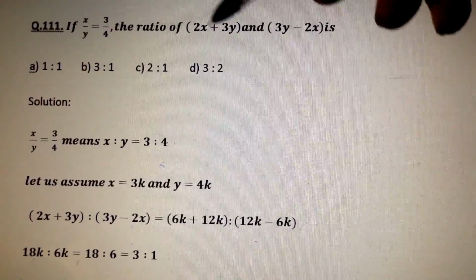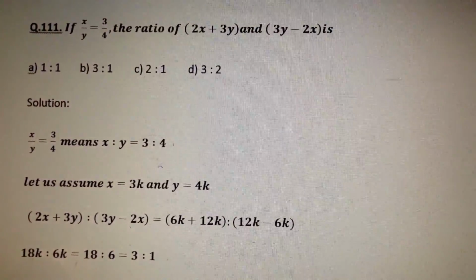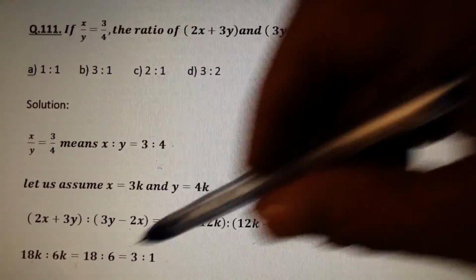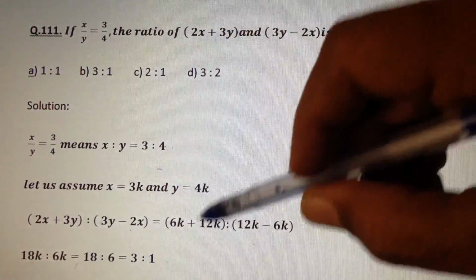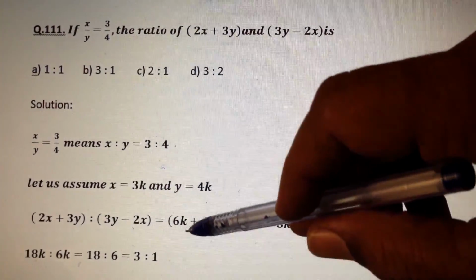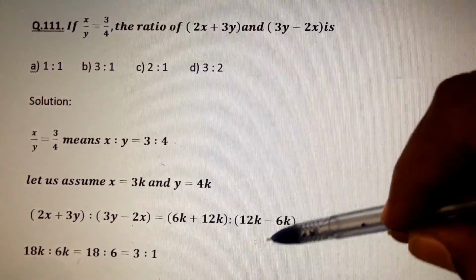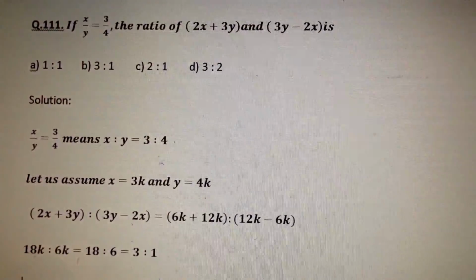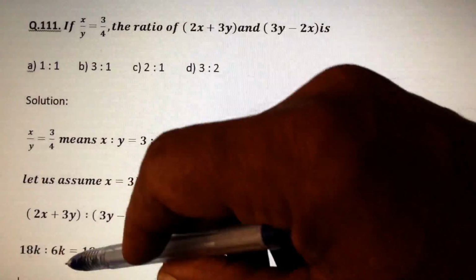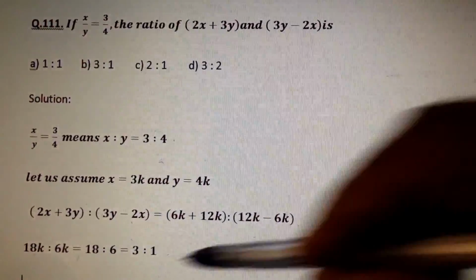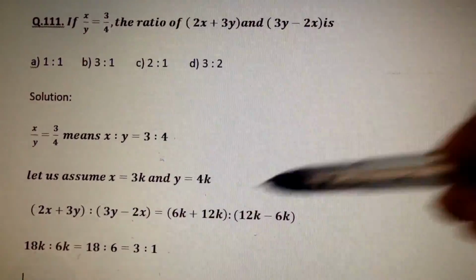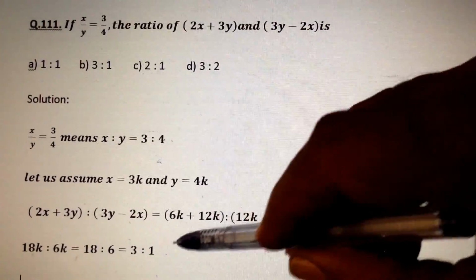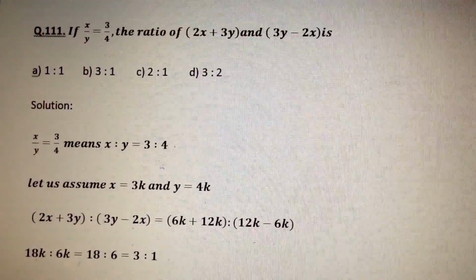Now let us substitute these values in the given equation. We want the ratio of 2x plus 3y and 3y minus 2x. Therefore, the ratio is equal to 6k plus 12k is to 12k minus 6k, which is equal to 18k is to 6k, which is equal to 18 is to 6, which is nothing but 3 is to 1. So our answer is option B.